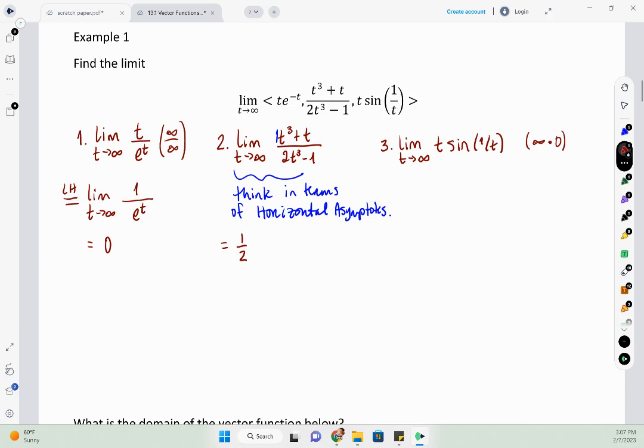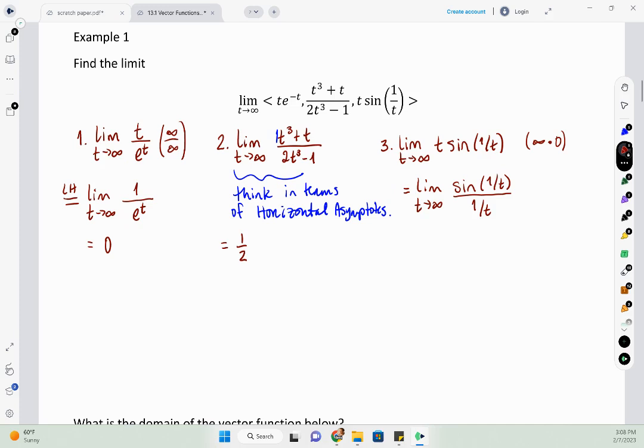I don't mess with the sine when I'm doing this, but I will mess with the t. So that t that's sitting out in front, I'm going to rewrite my function, limit as t goes to infinity, so that the sine stays in the numerator, and instead of writing t in the numerator, I write 1 over t in the denominator. So I've written an equivalent statement. I didn't change anything, I just made it look a little different.